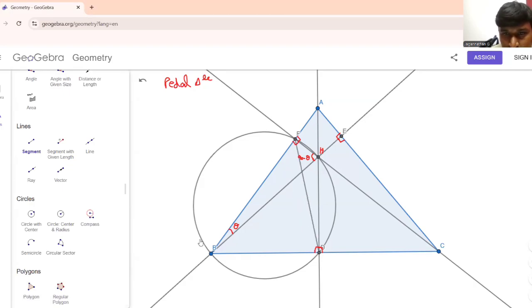Why, you could ask me? Because I want to use the angles in the same segment property. So this theta angle is created by this FH chord. So the same angle will be created here also. That means the leftover angle will be 90 minus theta, created by this chord, angles in the same segment. The BF chord is creating at this point H 90 minus theta. Here also it is 90 minus theta.